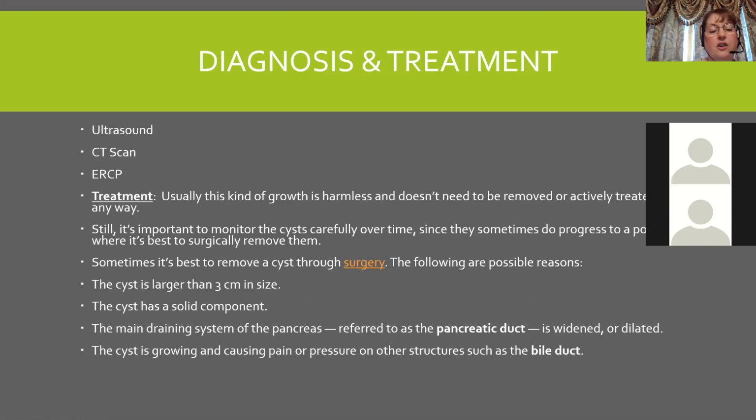And then with diagnosis and treatment, of course, they would do some type of imaging to see a little bit more detail about these cysts to see if they need to come out or not. So down towards the bottom here, I talk about how they decide if they're going to take them out. So usually it's best to remove them through surgery, but usually they don't do it if the cyst is not larger than 3 centimeters. So if it's small, they'll just kind of watch it.